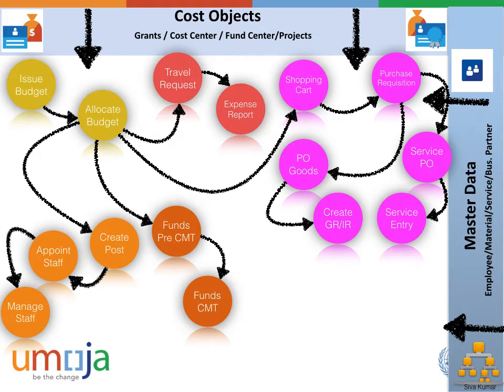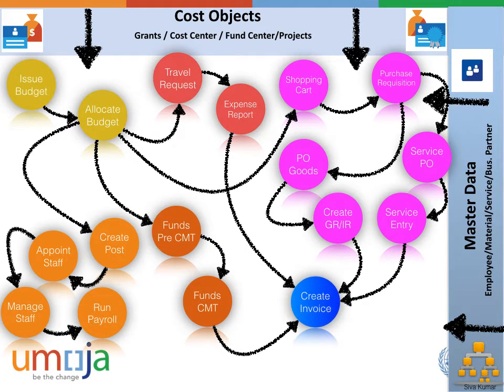It results in either a goods purchase order or a service purchase order. The goods purchase order ends with the creation of the goods receipt and invoice receipt. And the service PO ends with the service entry sheet creation and evaluated receipt settlement for the next step. And all these things end up in two things.